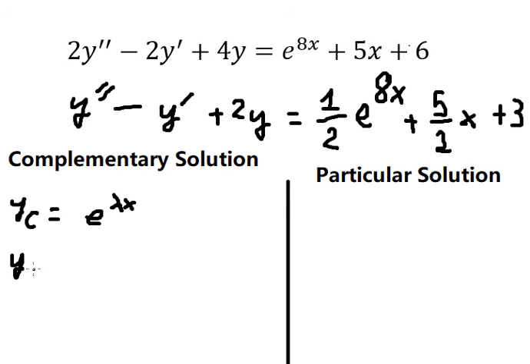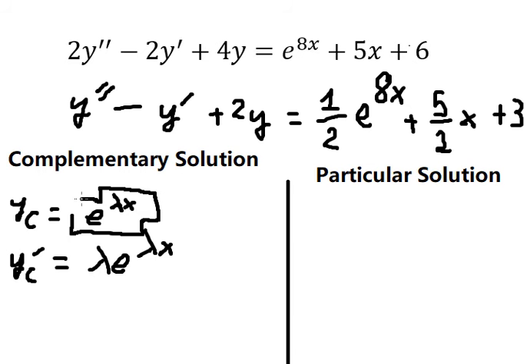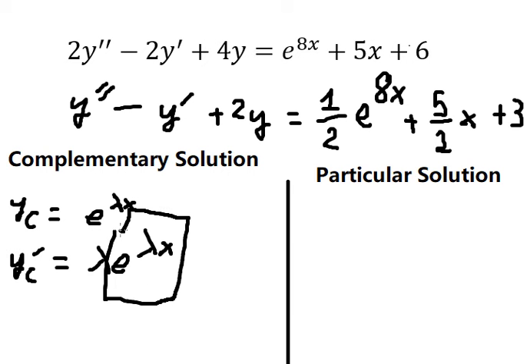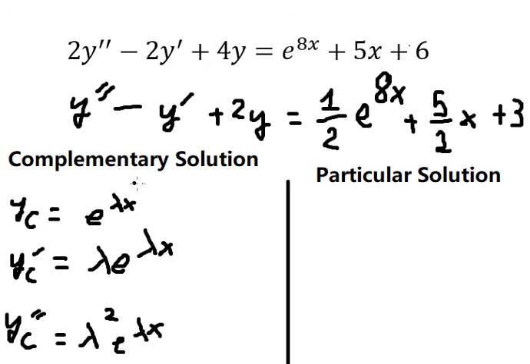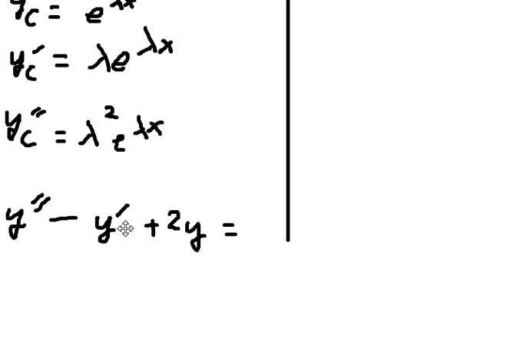Next, we need to do the first derivative of this one. We have lambda e to the power of lambda x. Later we do the first derivative of lambda x, you get lambda. Now we do the second derivative of this one. So we have lambda square e to the power of lambda x. Because this is about complementary solution, I will put this one equals number 0.